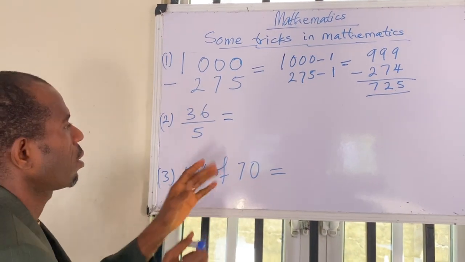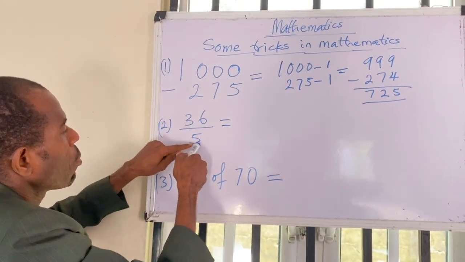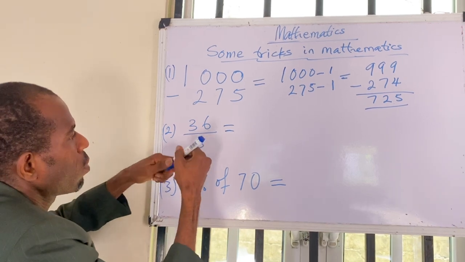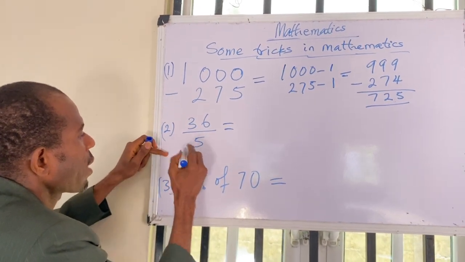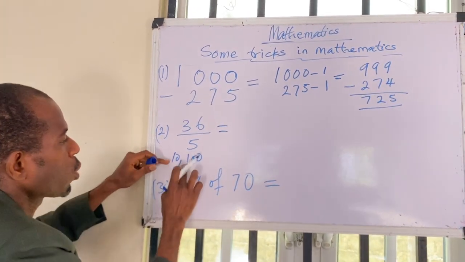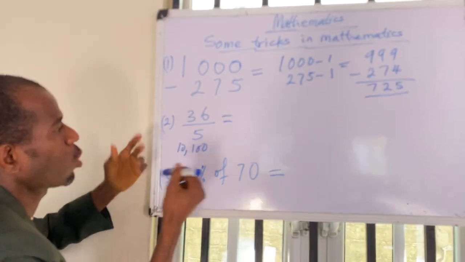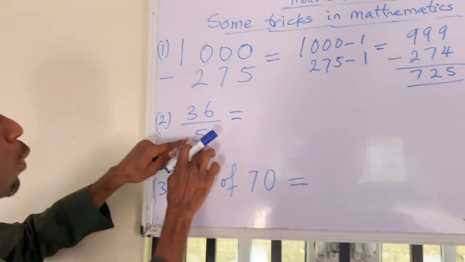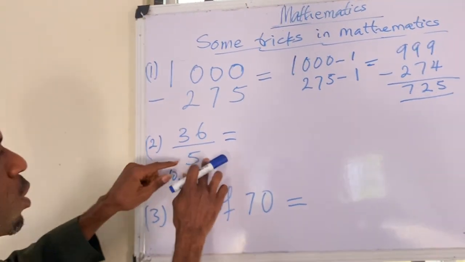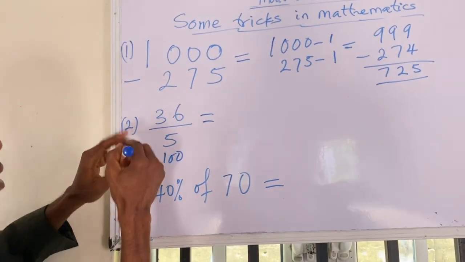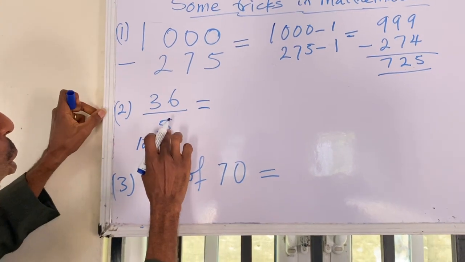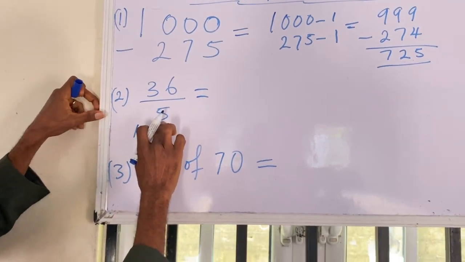How do I do that? I should look for a way to make this 5 become 10, either 10 or 100, so that it will be very easy for me to divide. What should I do? I will look for a factor that I can multiply 5 with. I will also use it to multiply 36. So what can multiply 5 to make it 10 is 2.